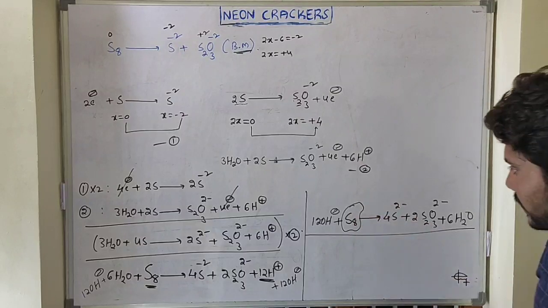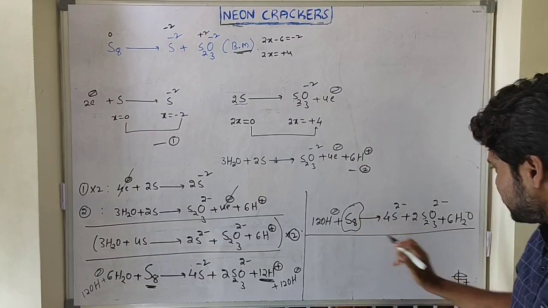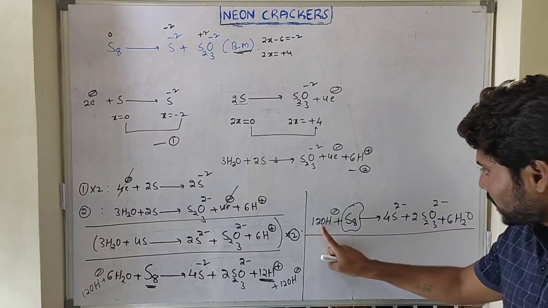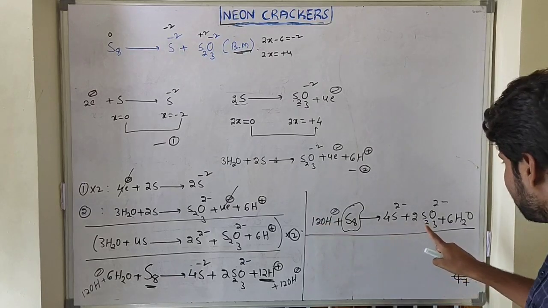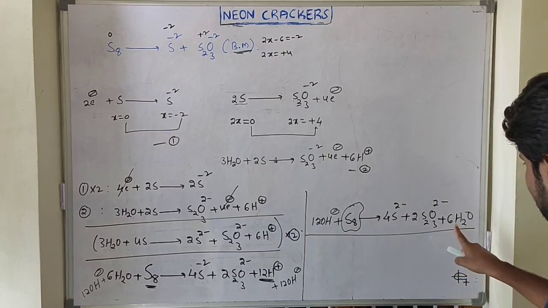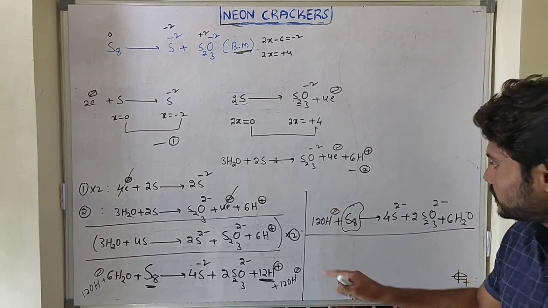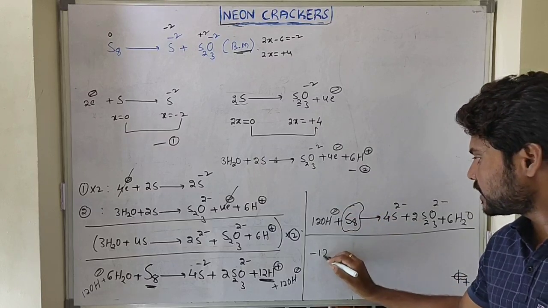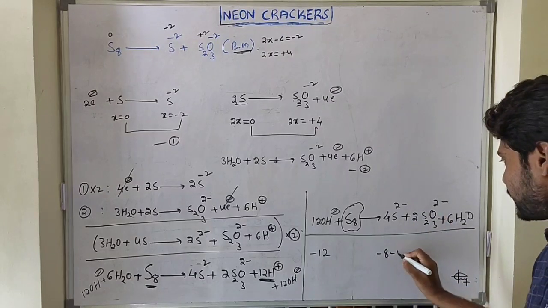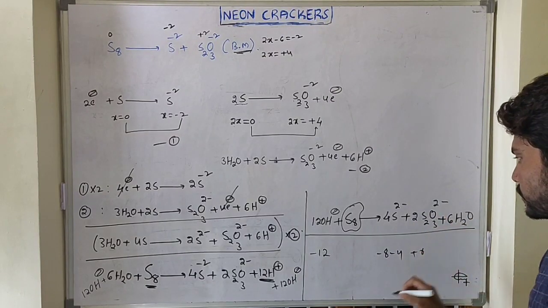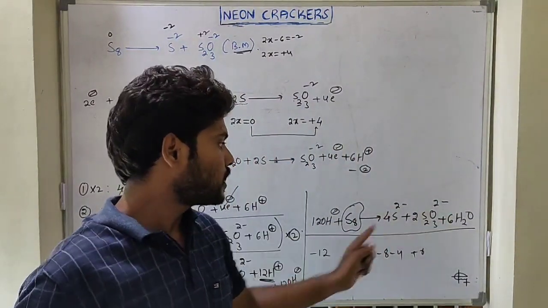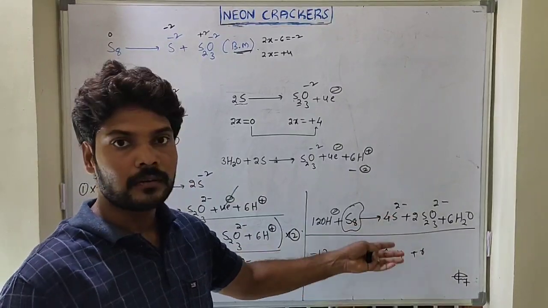Again, after doing this we have to check. Sulfur, how many atoms? S8. Here 4 sulfur atoms and 4 sulfur atoms, 8 atoms. Oxygen atoms at the left side 12; on the right, 2 into 3 is 6 and 6 into 1 is 6, total 12. And here 12 hydrogen atoms, and here also 12 hydrogen atoms. Now charge neutrality: this side is 0, and what is the left side charge? Minus 12. Here, what is the charge? 4 into minus 2 is minus 8, and 2 into minus 2 is minus 4, totaling minus 12 as well. So charge neutrality is there on both sides, and all atoms are maintained in the same number on both sides.